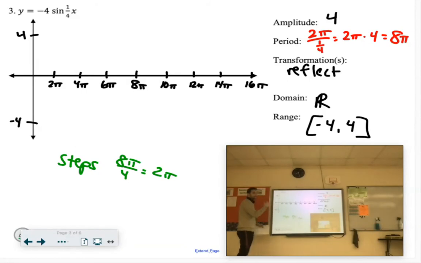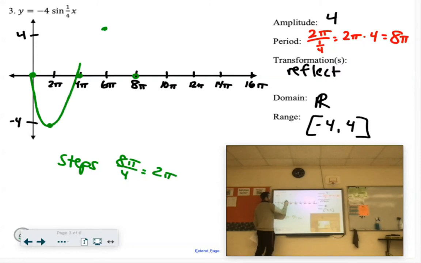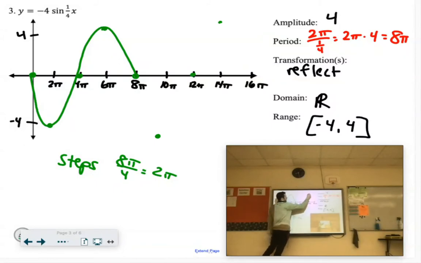So sine, center. Sine starts in the center, and usually goes center, top, center, bottom. But this is reflected. So this one's going to go center, bottom, center, top, center. This would be one cycle of our graph. And it would continue. Bottom, center, top, center.